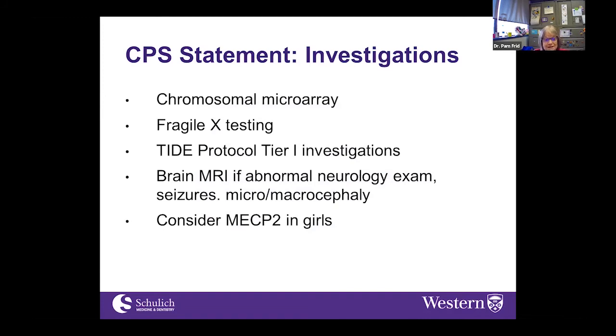The investigations that they suggest in this paper for that very low functioning group are a chromosomal microarray, or CGX microarray, or whatever you know that as, that you test them for Fragile X, and that you do the TIDE protocol tier 1 investigations, and I'll explain more about what that is in a minute. If and only if there's an abnormal neurological exam or a history of seizures, or they have a big head or a small head, do you refer for an MRI? And if they're a girl, you consider doing an analysis for the MECP2 gene, and MECP2 is the gene for Rett syndrome.